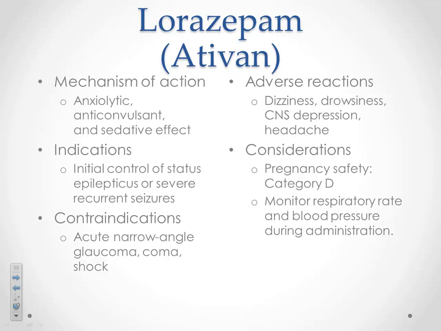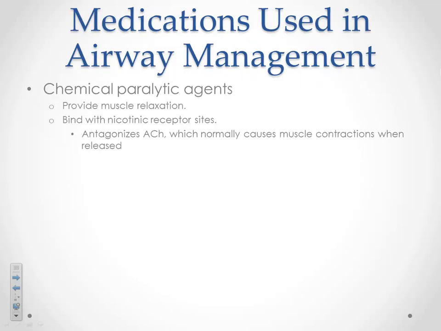You also have your chemical paralytic agents, which we're going to talk about. Succinylcholine, vecuronium, rocuronium. These are paralytics. So what does it do to the airway? Stops it. Paralyzes it. So you never want to give this to someone who's conscious, do you? You want to sedate them as best as possible with etomidate or ketamine. You want to sedate them completely, then paralyze them. Never paralyze somebody who's conscious.